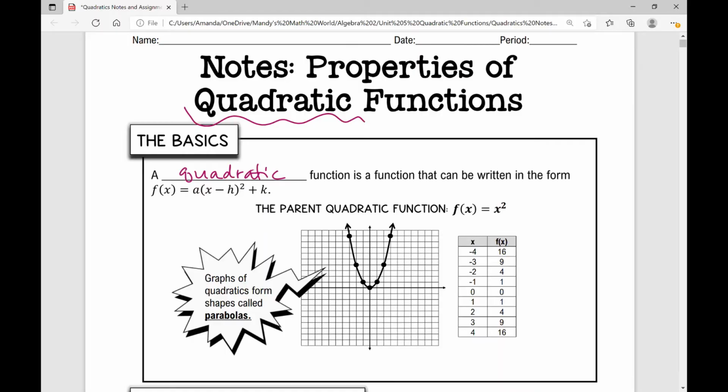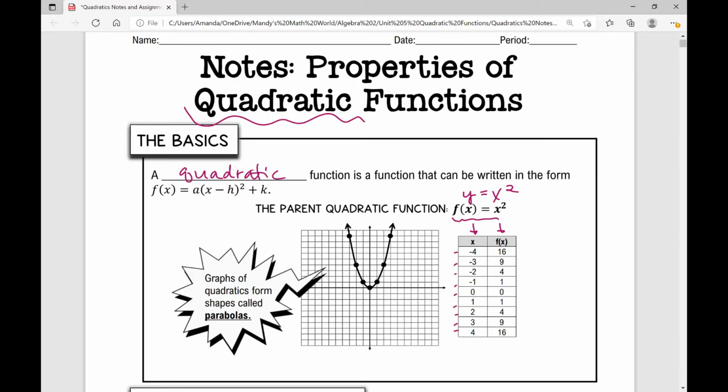So let's first review the parent quadratic function, which is our most basic quadratic function. That looks like this: f of x equals x squared. You can also write that as y equals x squared. Remember, f of x is just fancy for y. So y equals x squared, f of x equals x squared. I can create a table of values by plugging in these points that I've written here in for x, and I get an output of these values for y.